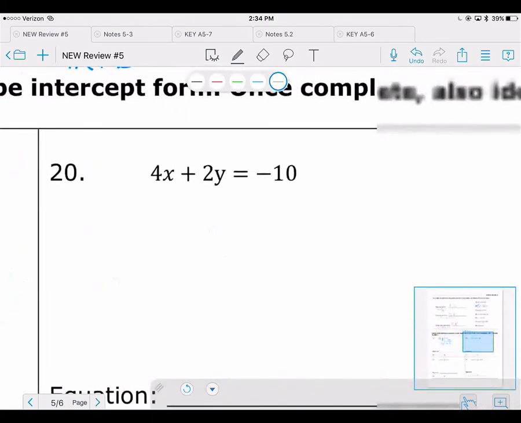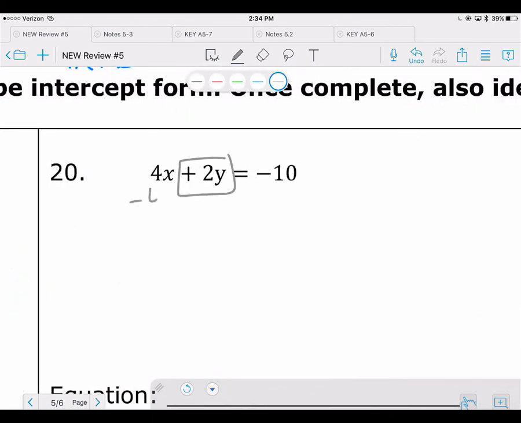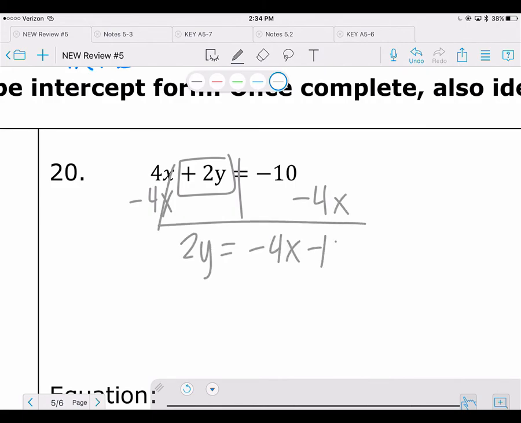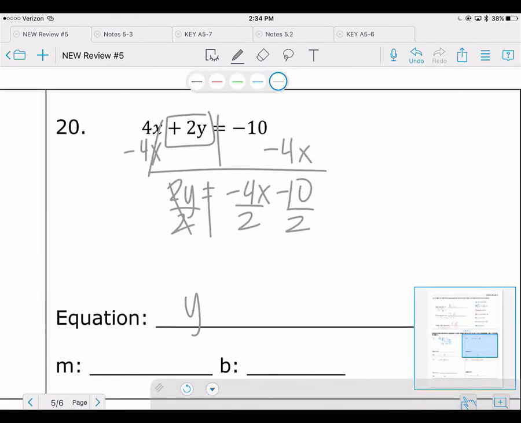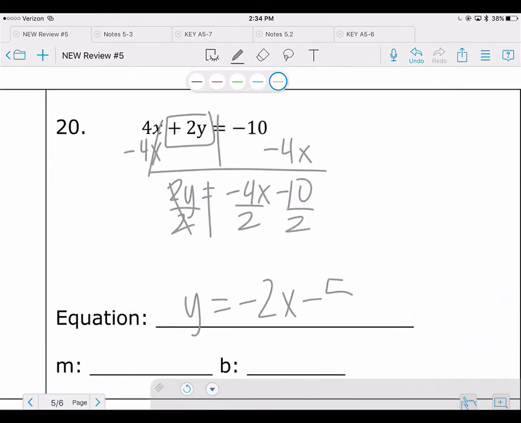For 20, still trying to get y by itself, I move the x by doing the opposite operation. Remember that you just rewrite. We don't combine these like terms because they're not like terms. And then I divide every piece by 2. So y equals negative 2x minus 5. My slope is negative 2. B is negative 5.